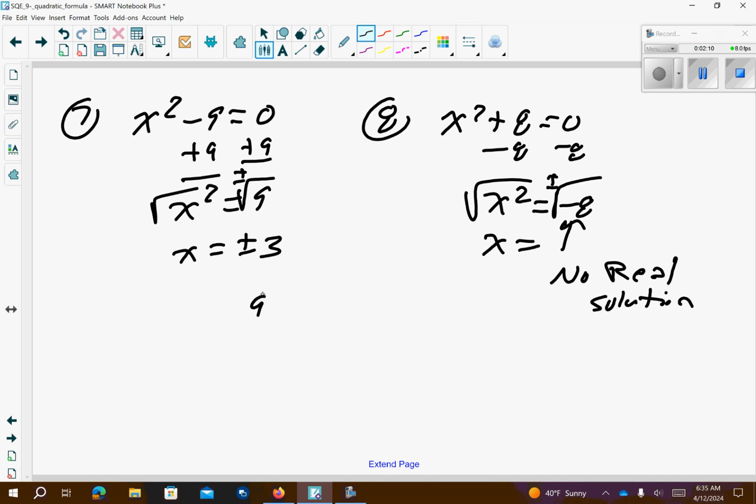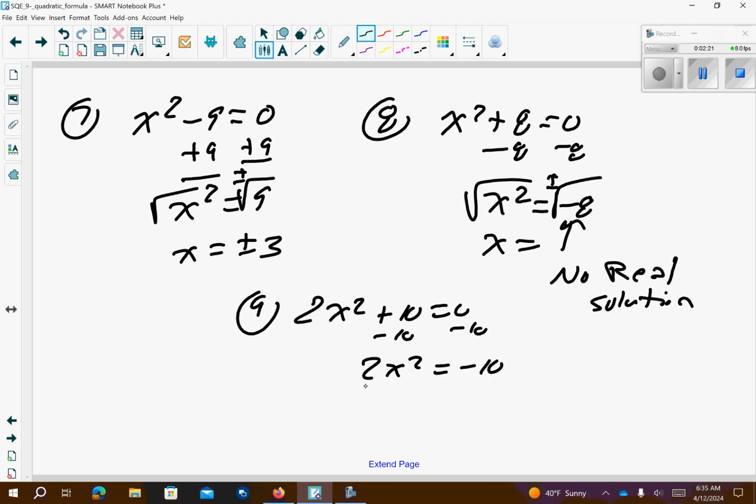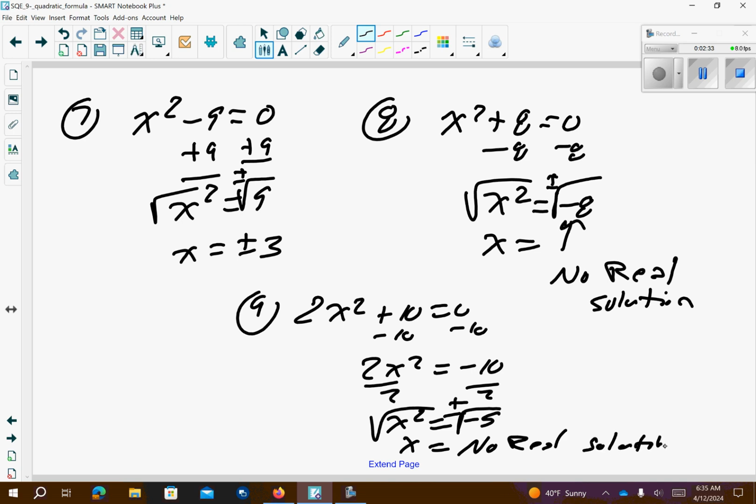Number 9, 2x squared plus 10 equals 0. Subtract 10 from both sides. Divide by 2. X squared equals negative 5. Square root. Don't forget the plus minus. So x equals, again, no real solution, because you have a square root of a negative.